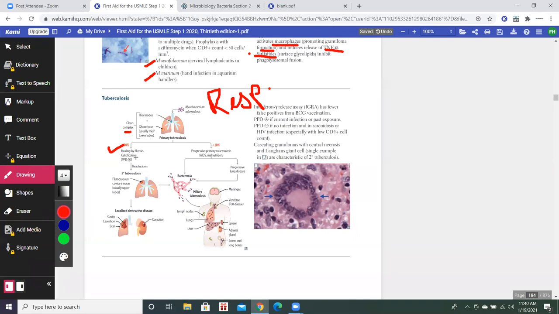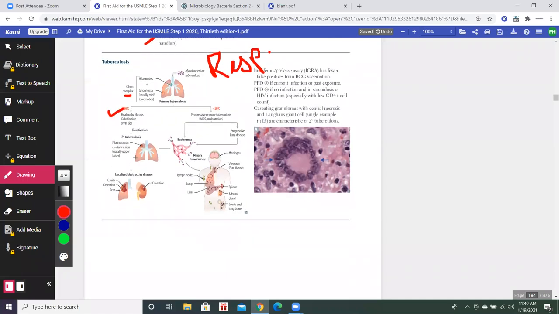Name one immunological deficiency disease where there's recurrent activation of tuberculosis or disseminated tuberculosis. Fast, please. What is the name of the immunodeficiency disease? IL-12 receptor deficiency, very good. If there's IL-12 receptor deficiency, there is disseminated tuberculosis.